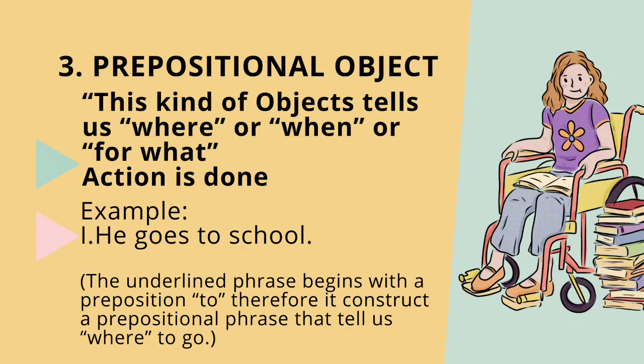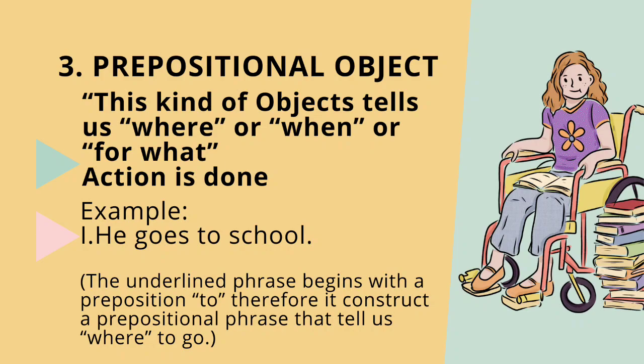So this will tell you for what or where or when the action is done. According to the example, he goes to school. He is the subject of the sentence and the keyword, and goes is the action. He goes, and travel, etc. Where he goes? The question arises where he goes. He goes to school.